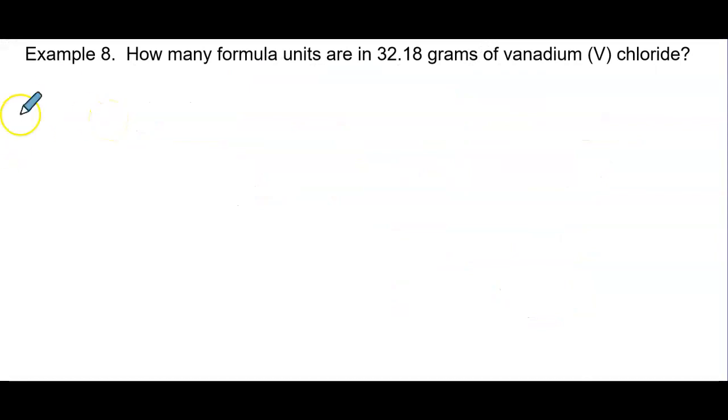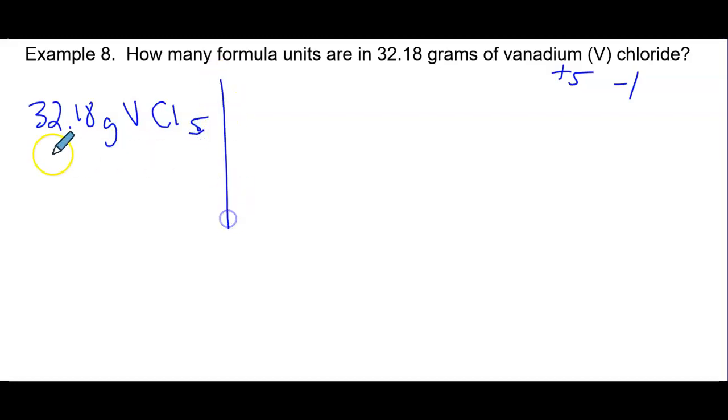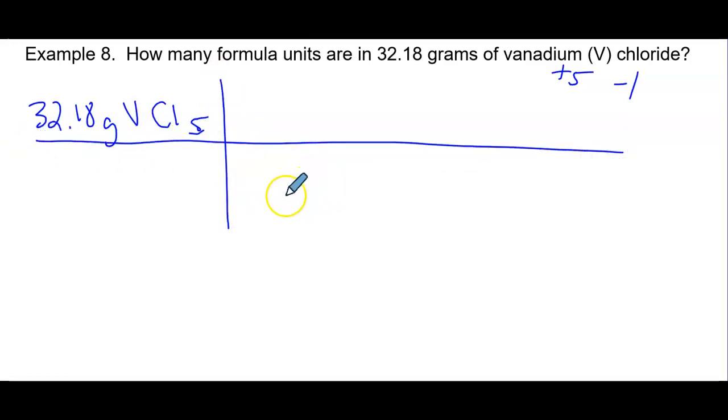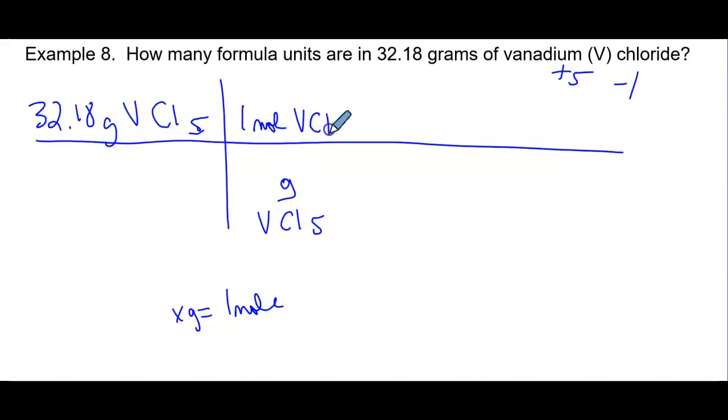Example 8, just like before, we're going to start with what we're given, 32.18 grams of vanadium chloride. This is a +5 and a -1, so it would be VCl5. I know that I have to have grams of vanadium(V) chloride here for it to cancel. I know that in my conversion factor, X grams equals 1 mole. So then 1 mole of vanadium(V) chloride goes on top. I've got to get the value of the X grams.